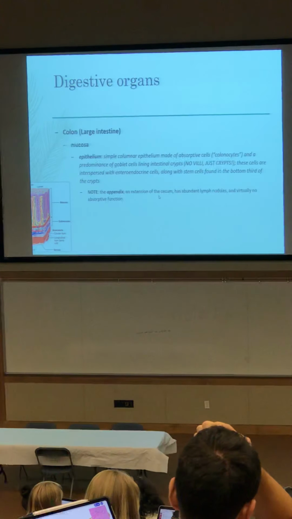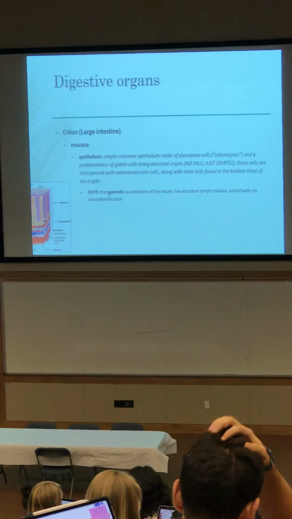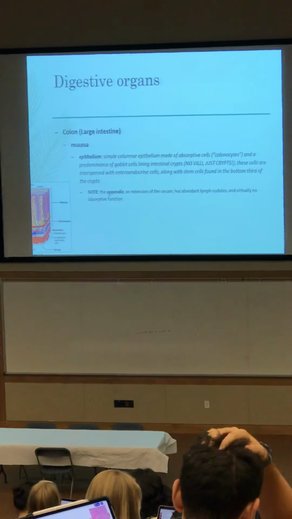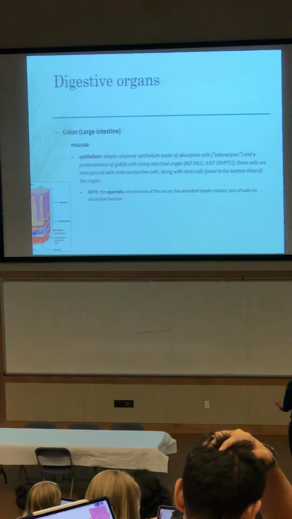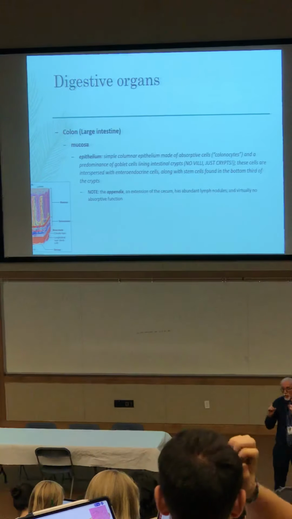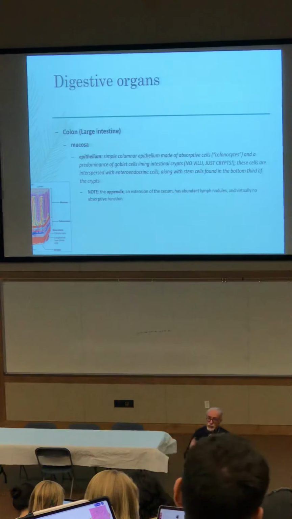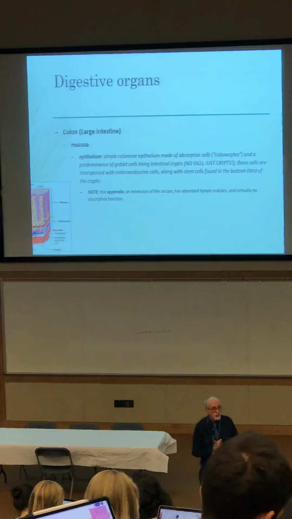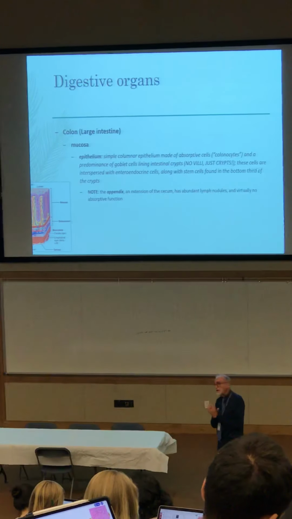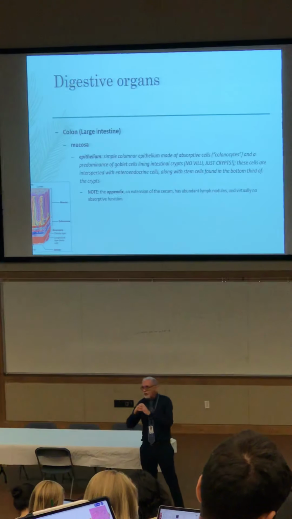The appendix is an extension of the cecum, and it has lots and lots of lymph nodules, but no absorptive function. Now, in young people, the appendix is highly lymphoid. So if you look at the appendix of a child, you'll see tons of lymph nodules. It'll look very much like Peyer's patches. How will we know that it's not Peyer's patches? Because we don't have villi. We don't have Paneth cells. We just have crypts. So the histology of the appendix is like the histology of the colon, except for oodles and oodles and oodles of lymphoid nodules.